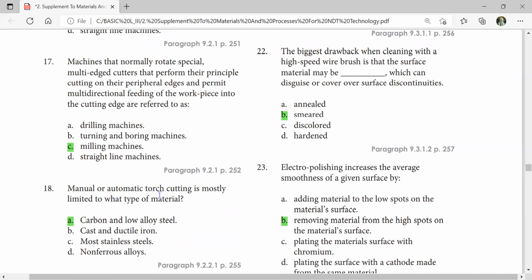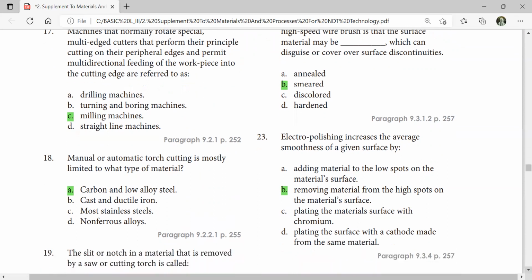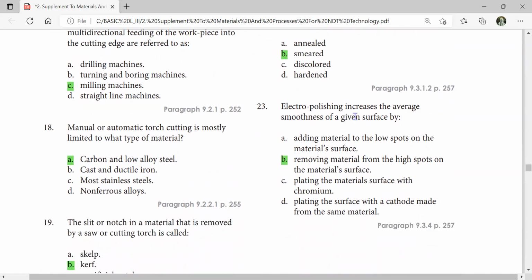Manual or automatic torch cutting is mostly limited to carbon and low alloy steel. Electropolishing increases the average smoothness of a given surface by removing material from the high spots on the surface. The slit or notch in a material that is removed by a saw or cutting torch is called kerf.